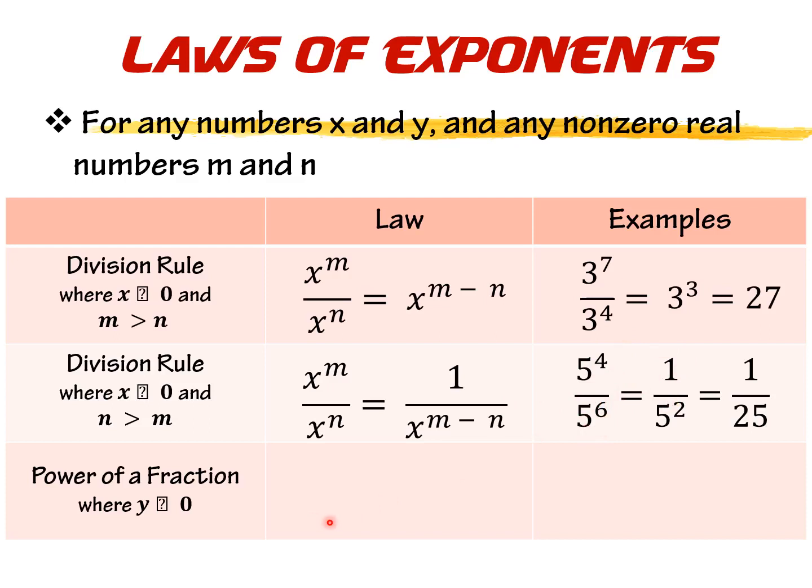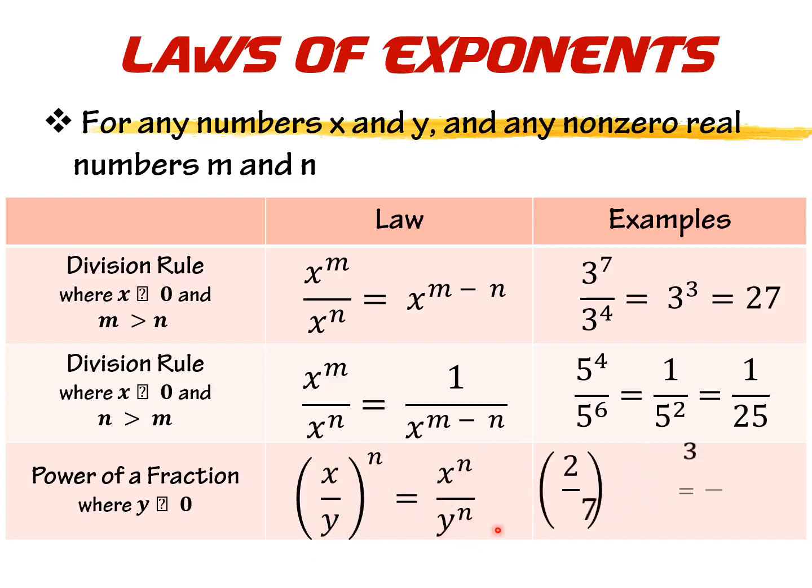Now, for a power of a fraction, wherein the denominator y is not equal to 0, we simply again distribute the exponent n to x and y. So that will give you x raised to n divided by y raised to n. Example, 2 over 7 raised to the 3rd power. That will give you 2 cubed divided by 7 cubed. Again, the exponent of 2 and 7 is 1. And then we simplify here, 2 cubed is equal to 8, and we multiply 7 by itself 3 times, that will give you 343. So this will be your final answer, 8 over 343.